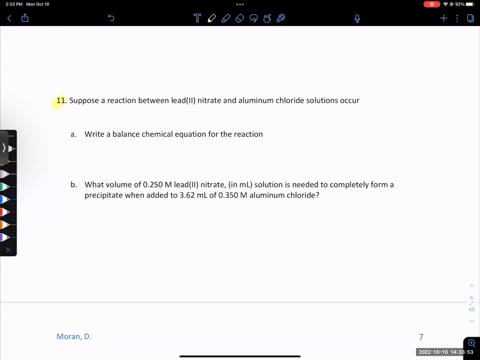Write a balanced chemical equation for this reaction. All right, so right off the bat, we know lead(II) nitrate, Pb(NO3)2. Yes, that's what lead(II) nitrate looks like, and we know that's going to be aqueous. And then aluminum chloride, AlCl3, that's going to be aqueous as well.